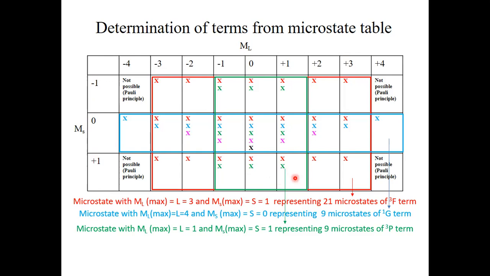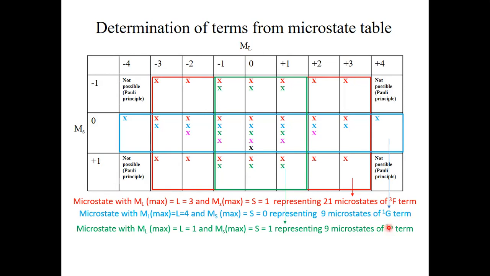So that means that we have a 3P term. Why is it a P term? Because capital ML equal to +1 and the associated L value being also +1 refers to a P term. And when MS is equal to +1 and capital S is also equal to +1, then 2S + 1 is again 3. So again, we have here a triplet term.